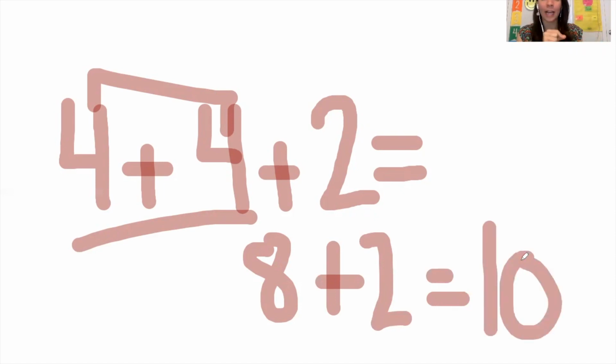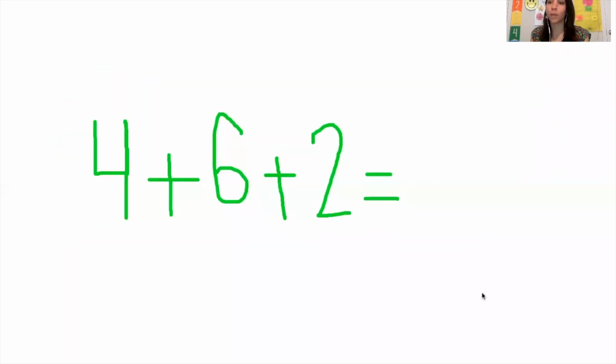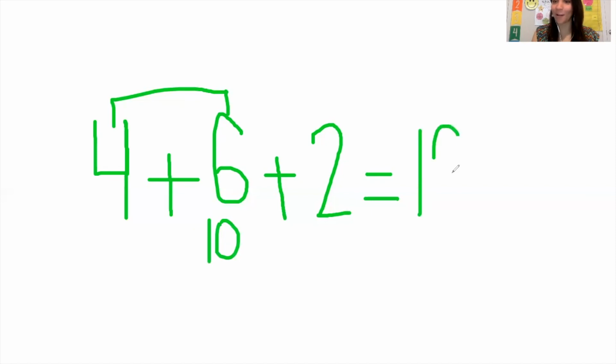Okay, now for the next one, you're going to do it all by yourself, and then we'll review. 4 plus 6 plus 2. Go ahead and hit pause, solve the problem, and then hit play. Do I see a double? No. Do I see a way to make 10? Yes. 4 and 6 equals 10. Now I just have to add the third add-in, which is 2. 10 plus 2. Put the bigger number in my head and count on 2. 10, 11, 12. The answer is 12.